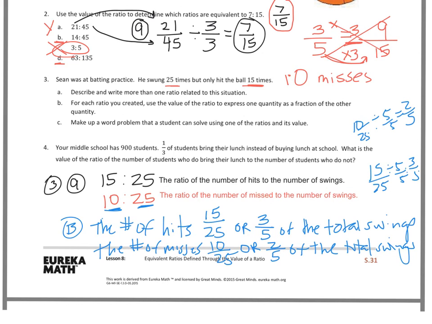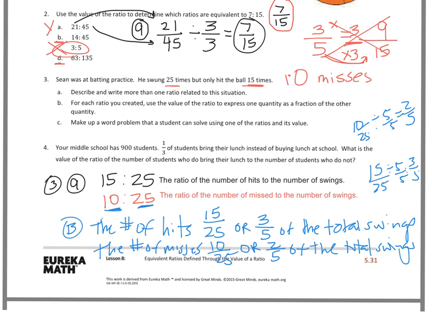Make up a word problem that a student can solve using one of the ratios and its values. Let's take a look at 4, and I'll get you set up with this one. Your middle school has 900 students. 1/3 of the students bring their lunch instead of buying lunch at school. What is the value of the ratio of the number of students who do bring their lunch to the number of students who do not? So we got quite a bit of work to do here.